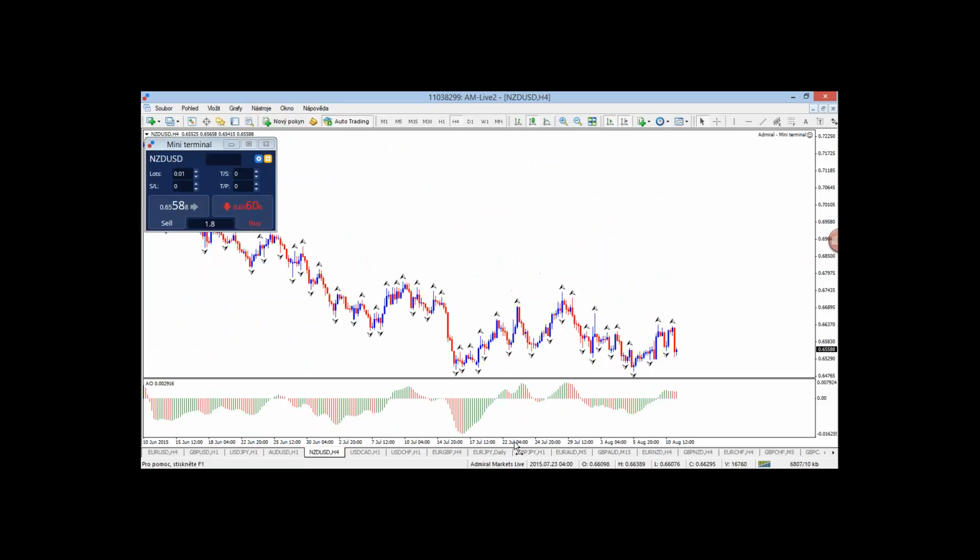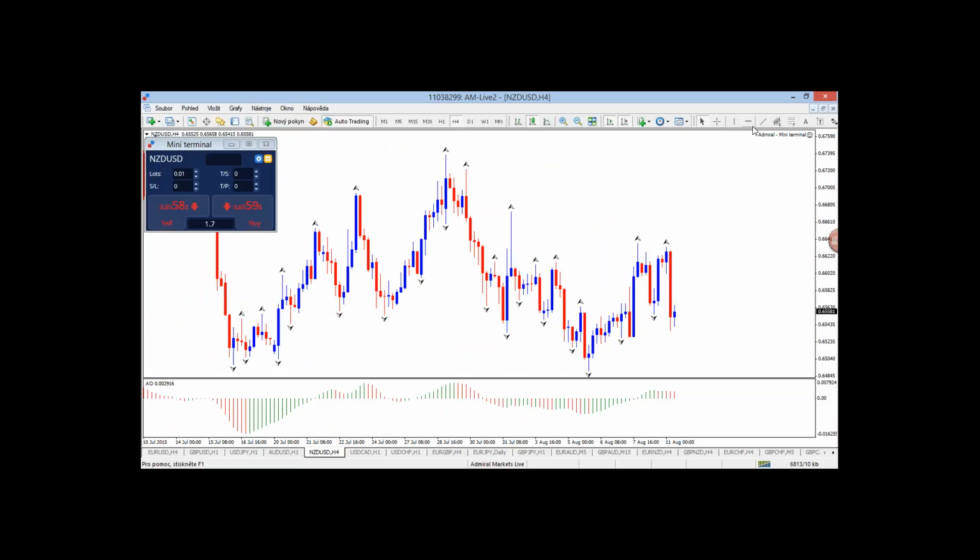Kiwi, the same like the Aussie, not very interested in trading it short just because we had double bottom here, and that could be a reversal sign. So if anything, this could be a reversal, a hook back for more reversal or correction.